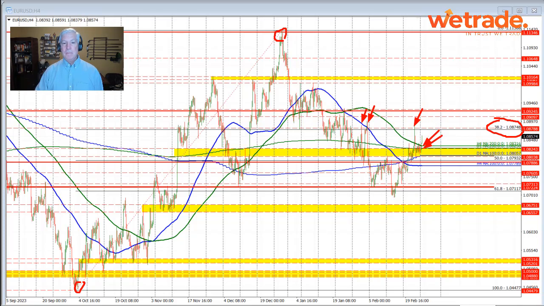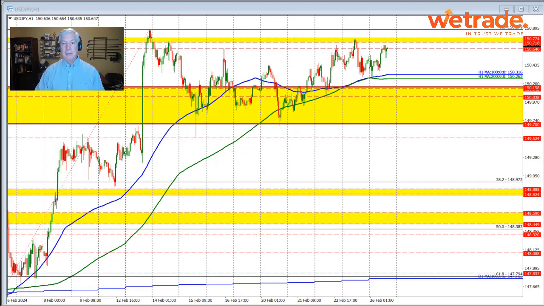Let's take a look at the dollar versus yen next. I'm going to start by taking a look at the hourly chart, and what sticks out to me on this chart is the support near the 200-bar moving average.